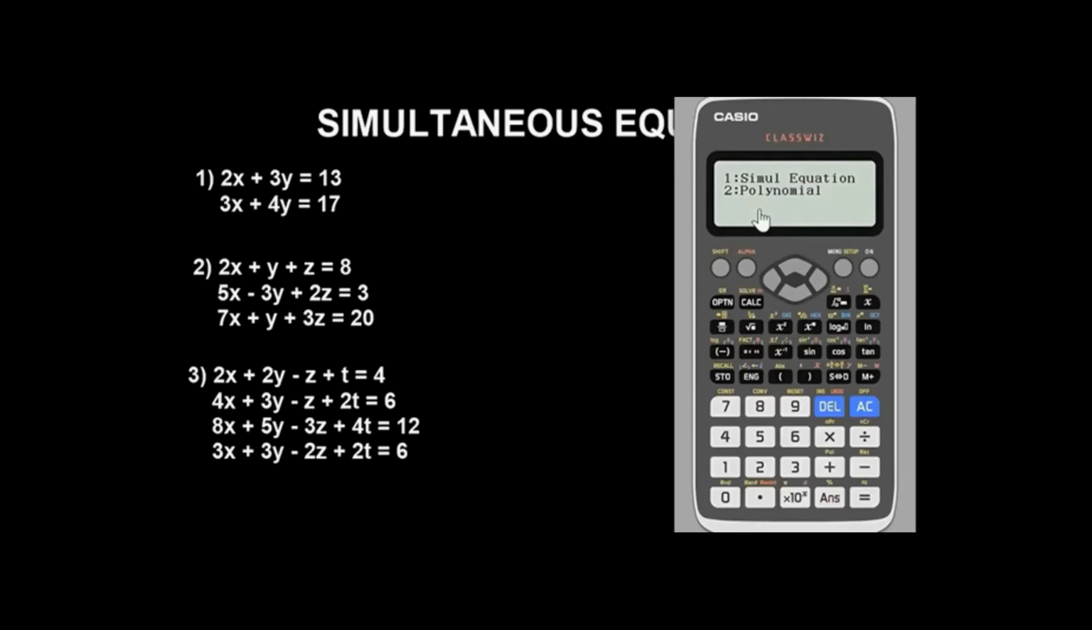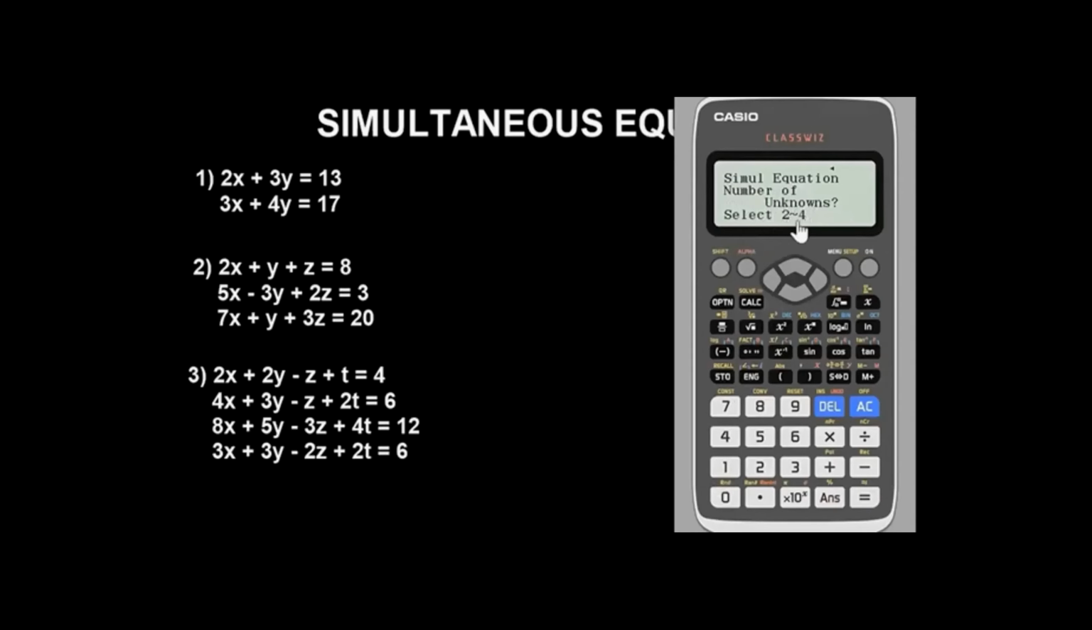Is this simultaneous equation or polynomial? So guys, we want to solve simultaneous equation. Now that means we're going to choose option 1. Very simple, guys. So once you choose option 1, it will bring you to the very place. When you get here, it says simultaneous equation, number of unknowns.